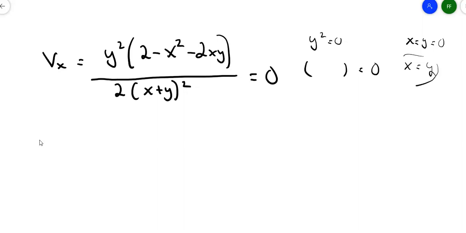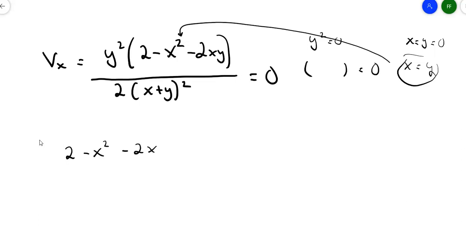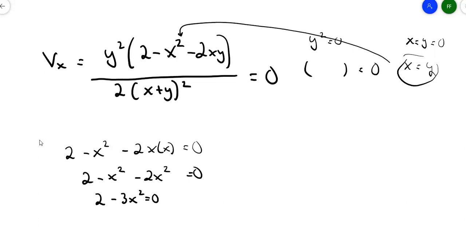So I'm going to sub x equals y into here. And I'll end up with a 2 minus x squared minus 2 times x equals 0. And now I'm getting somewhere because I'm into one variable. So I end up with 2 minus x squared minus 2x squared. So that's 2 minus 3x squared equals 0. 3x squared must be 2. Carry this across, that'll give me an x squared equals 2/3.